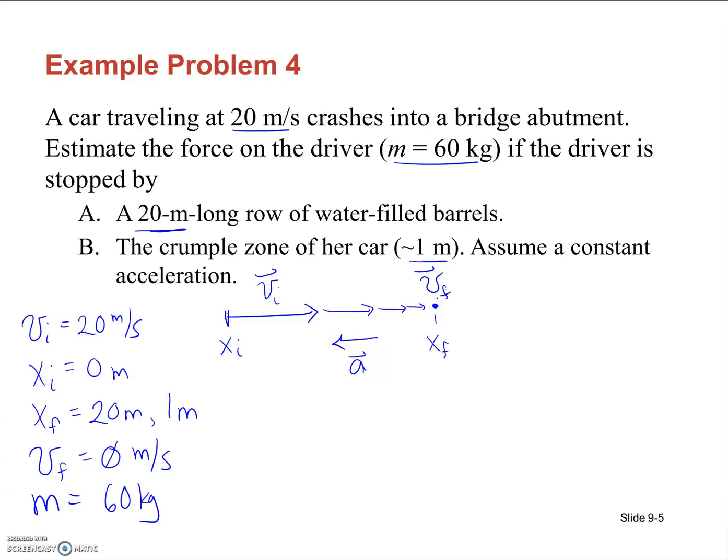So how am I going to figure this out? Well, I want to use the impulse momentum theorem. So I'm going to write that down. An impulse causes a change in momentum. Let's break this down. The left-hand side is our average force times some time interval, which is equal to m v final minus m v initial.